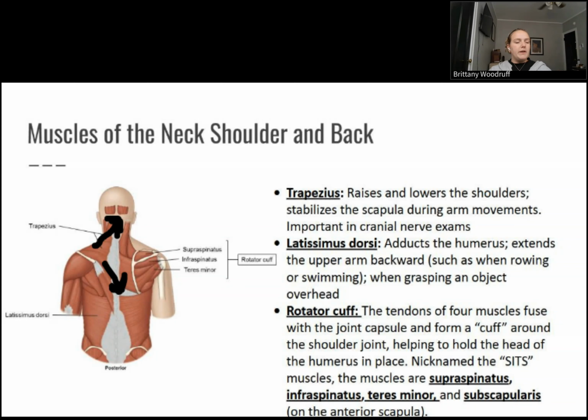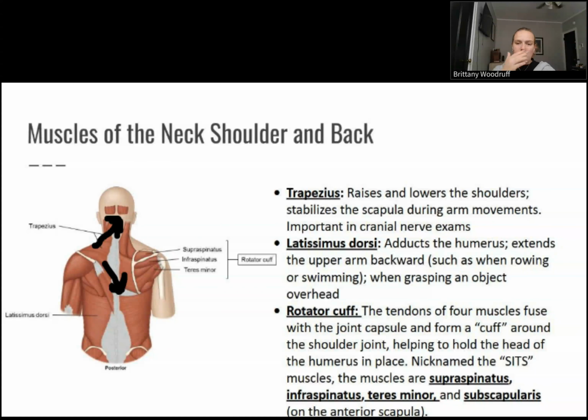It's important in cranial nerve exams because there's a very specific cranial nerve that innervates it, which we will talk about when we get there. Don't worry about that too much yet, but that's the reason why we have you guys know the trapezius.